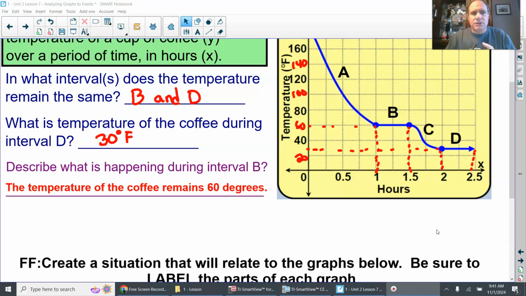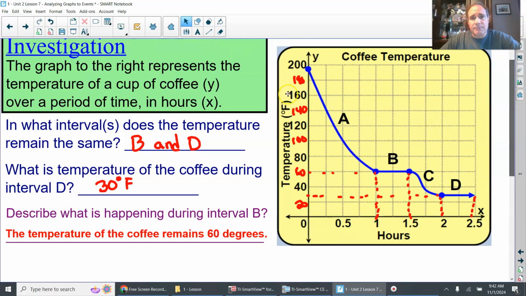All right. So the coffee obviously started very hot, just under 200 degrees Fahrenheit. Then it went down within 1 hour to 60 degrees and remained there for a half hour. And then it went down further. So just remember what's happening in B. The temperature of the coffee remains 60 degrees.